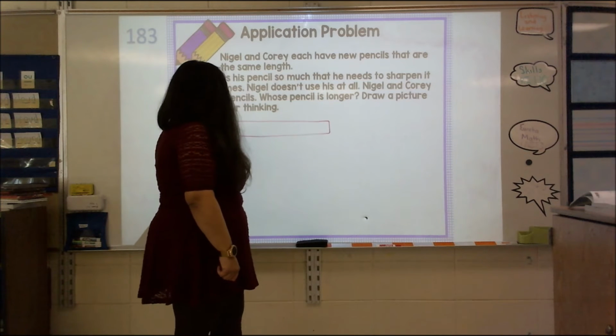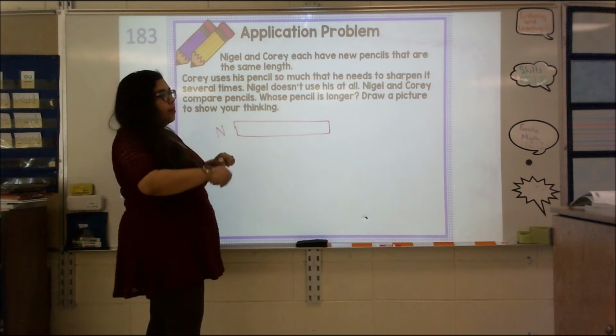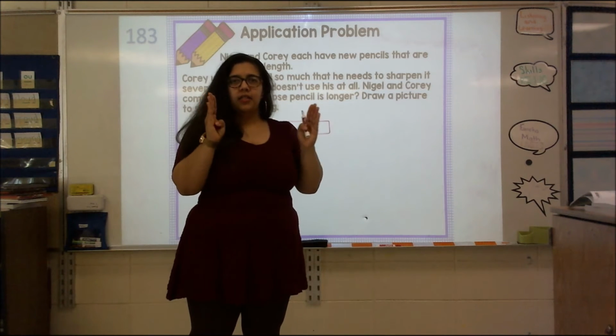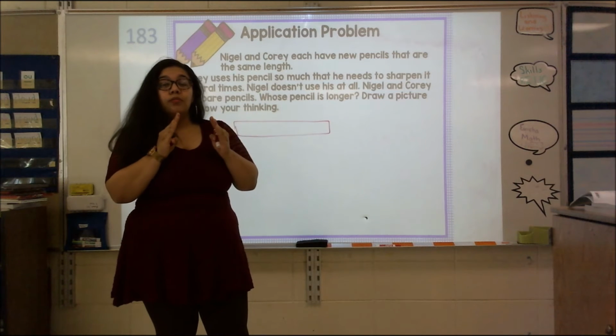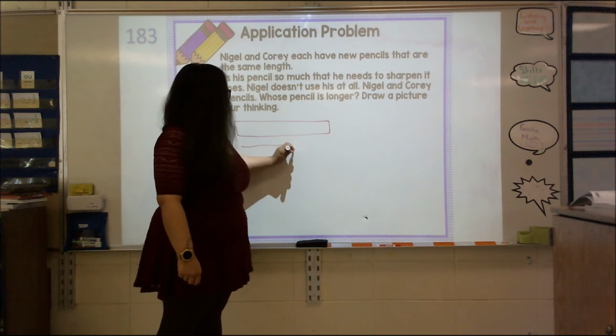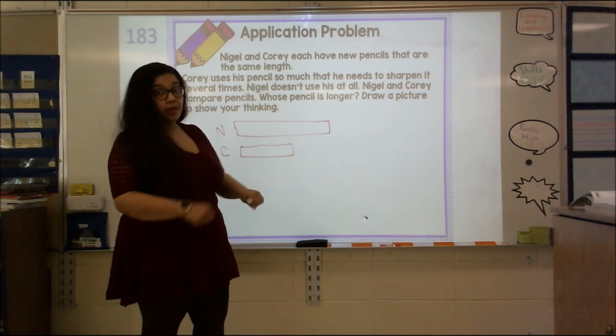This is going to be our pencil for Nigel. And then Corey keeps sharpening his. What happens to your pencil as you sharpen it? It gets shorter or smaller. It gets shorter. Let's draw a pencil for Corey, because he keeps using his pencil and keeps getting it sharpened.